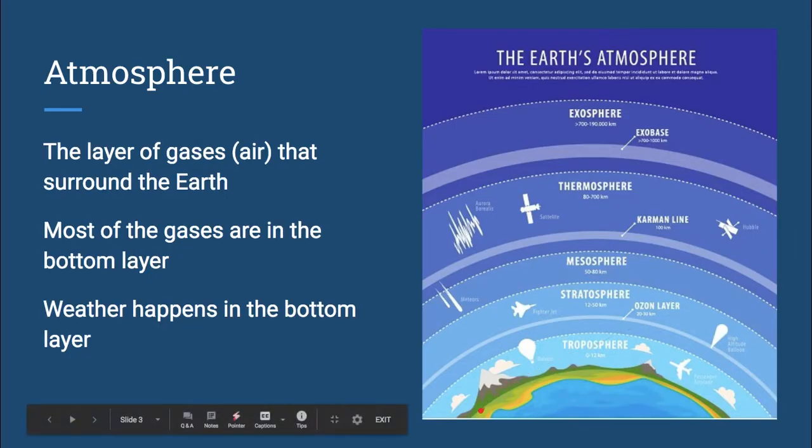So if we're looking at the diagram on the right, you notice here's the Earth. And this layer right next to the Earth, the troposphere, this is where most of the atmosphere atoms are. This bottom layer is also where weather happens. There's several other layers above that, but weather that we experience is in this bottom layer.